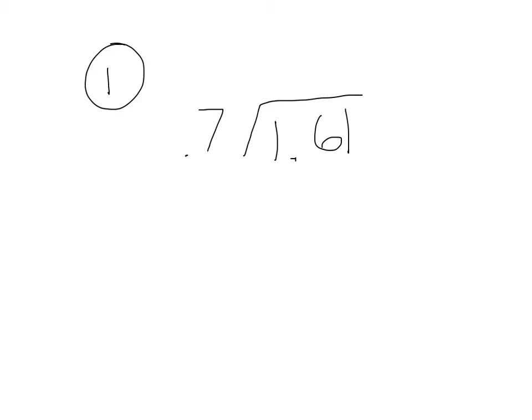Now we're going to go over the answer. The first thing I need to do is multiply this decimal out. So I'm going to multiply the divisor by 10, and then I'm going to multiply the dividend by 10. Next thing I need to do is complete the problem like usual. 7 goes into 16 2 times. 7 times 2 is 14.